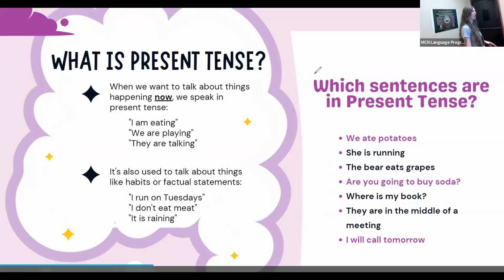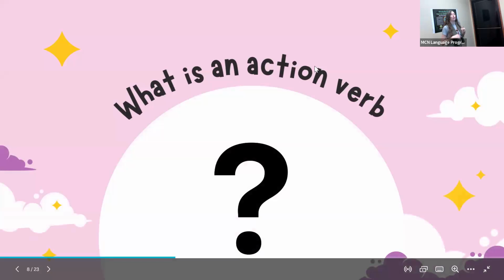Okay, so now let's look at what that means for us. Well, we need to know an action verb. Today we're doing present tense for action verbs, and I specified that on our first page. And there's a reason for that. Tomorrow we're going over the other types of verbs. So what is an action verb related to Mvskoke language?